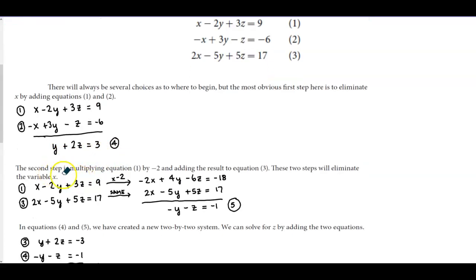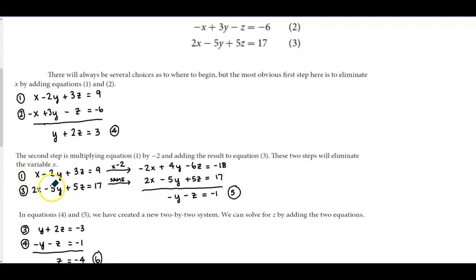Now our second step and what our goal is now: we need to eliminate using two different equations, and we need to eliminate x again so that we can end up with an equation 5 that has the same two variables, y and z. So the second step is to multiply equation 1 by negative 2 and then add the result to equation 3. And these two steps will eliminate the variable x.